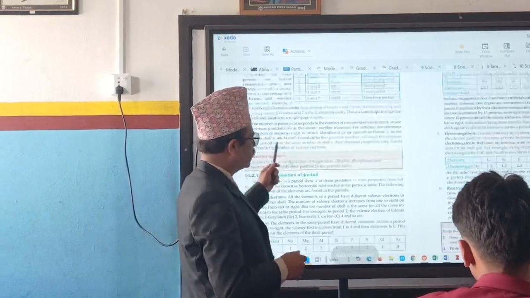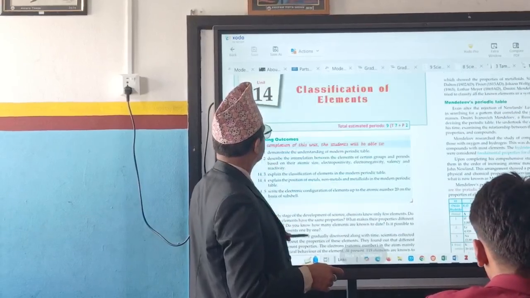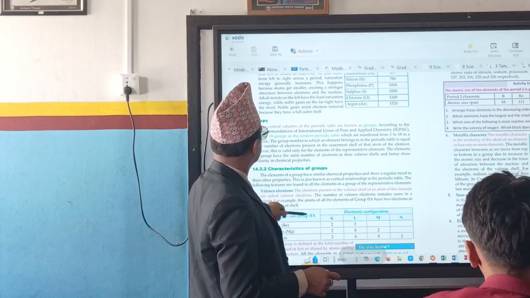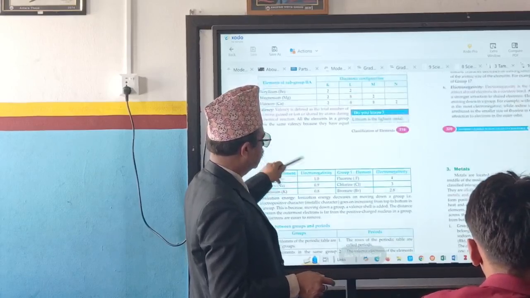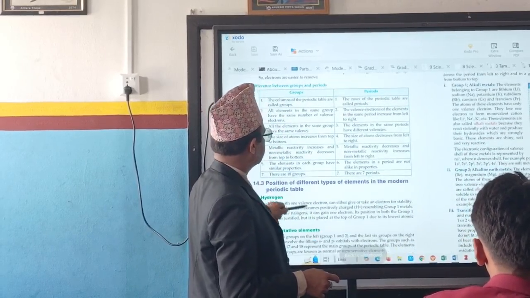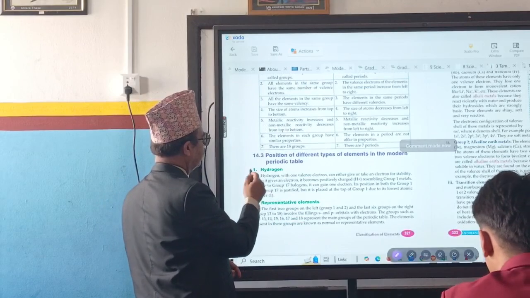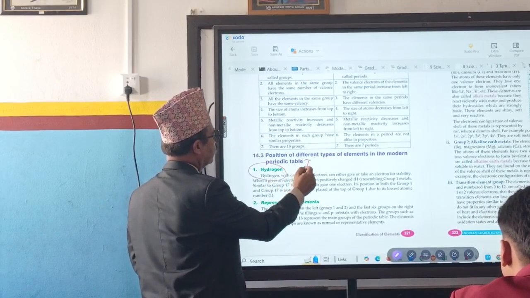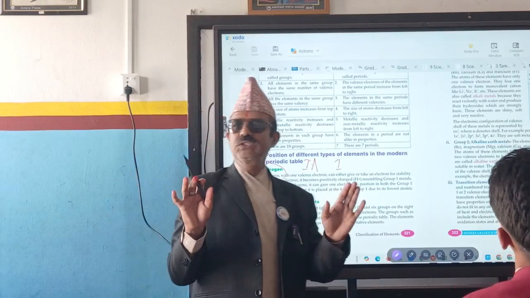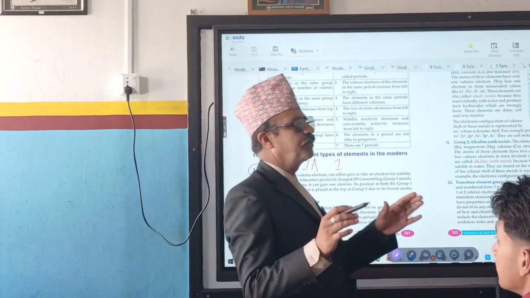Okay. So one whole portion is left that should be done by the group tomorrow. I'll just tell you about here. Groups, periods, metals, metalloids. Position of different types of elements in the modern periodic table. Where is hydrogen kept in the modern periodic table? Hydrogen is kept in group IA or simply in group 1. Still, the position of hydrogen is not correct because it is a non-metal, but it is kept in the group of metals.